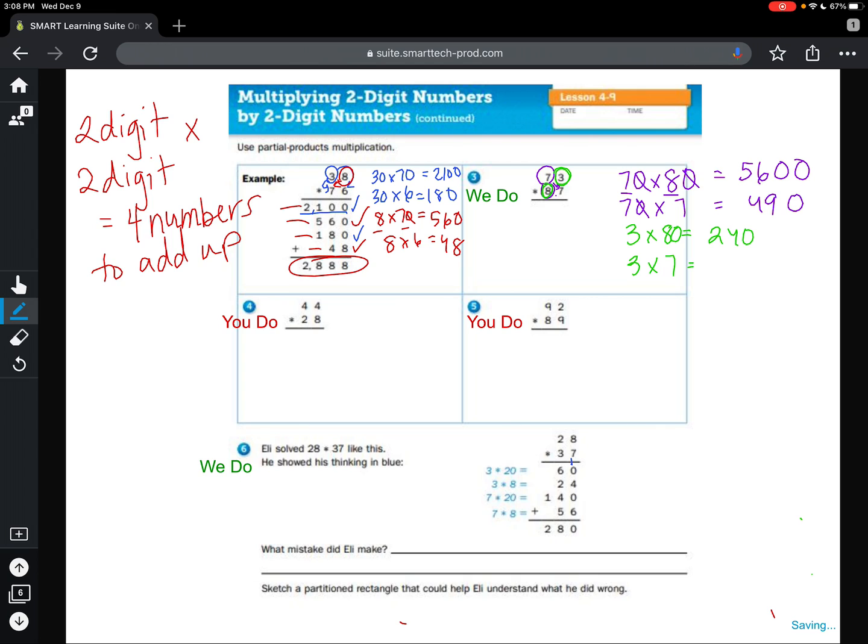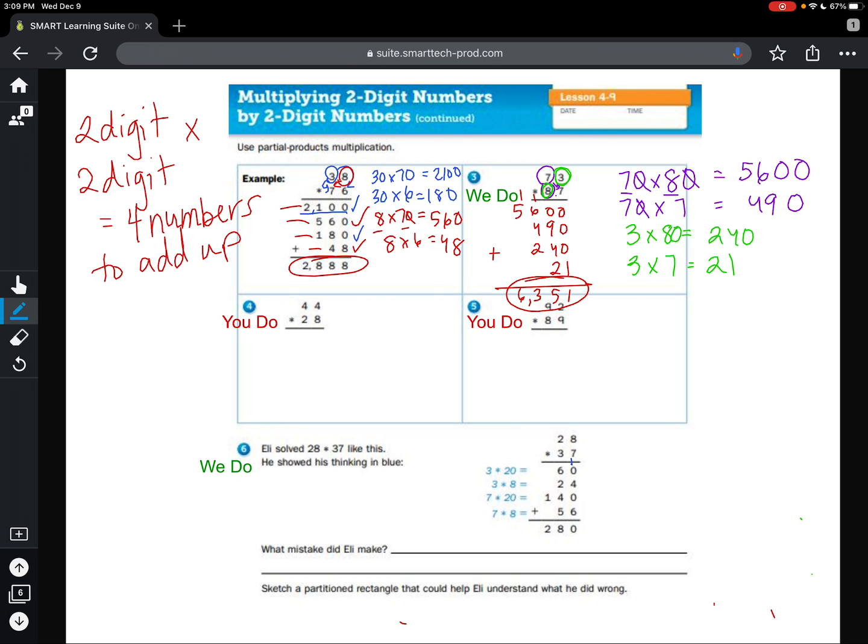And then I have 3 times 7. Both digits are in the ones place, therefore it's just 3 times 7. And I know that 3 times 7 gives me 21. So what I'm going to do is add up those digits. So I have 5,600 plus 490 plus 240 plus 21. And I add them together and I get a final answer of 6,351. And I'm going to circle my answer.